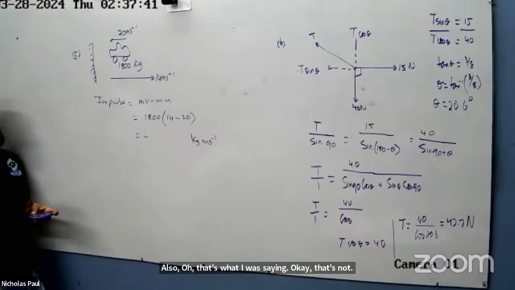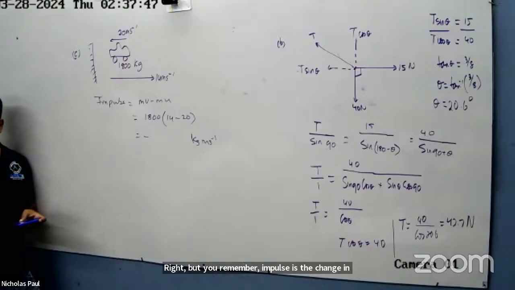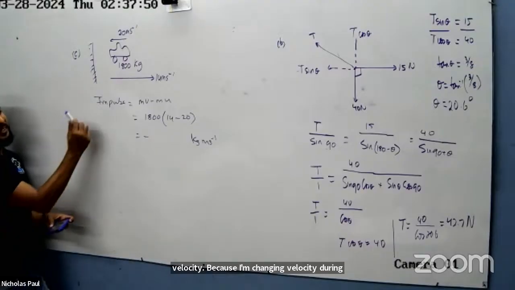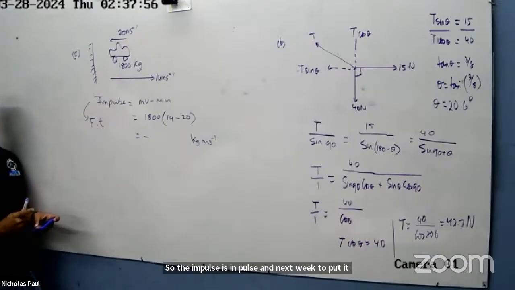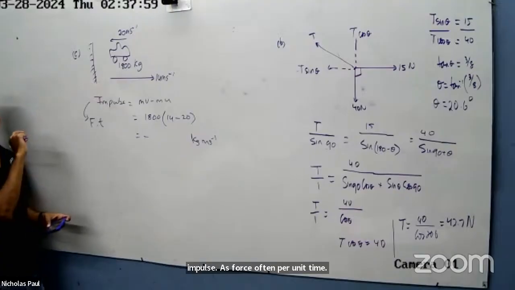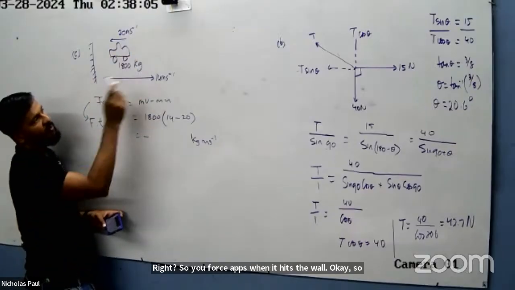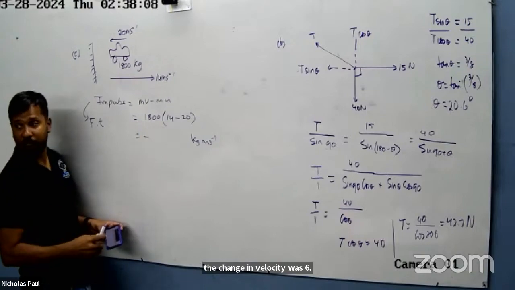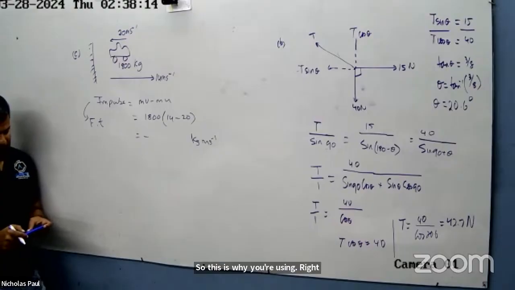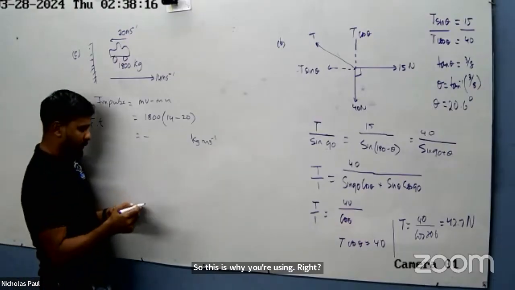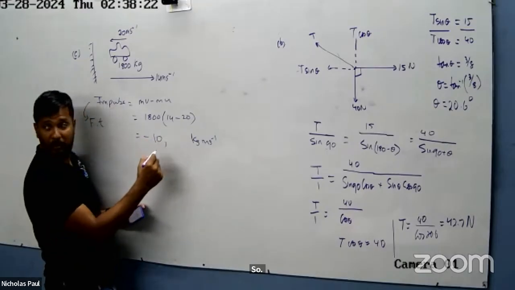But remember, impulse is the change in velocity that occurred, and the change in velocity is during the collision. Another way to put it, impulse is force acting per unit time. So the force acts when it hits the wall. During that period, the change in velocity was 6. So this is what you're using. Change in velocity. Do I put the sign? So it'll be what? 10,800.